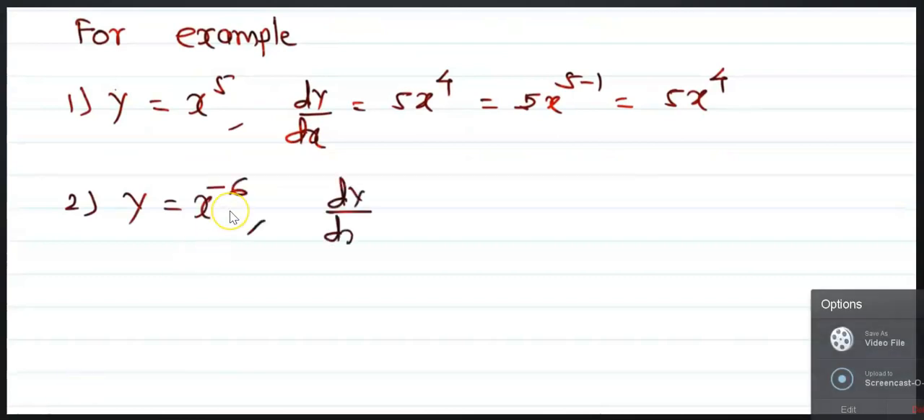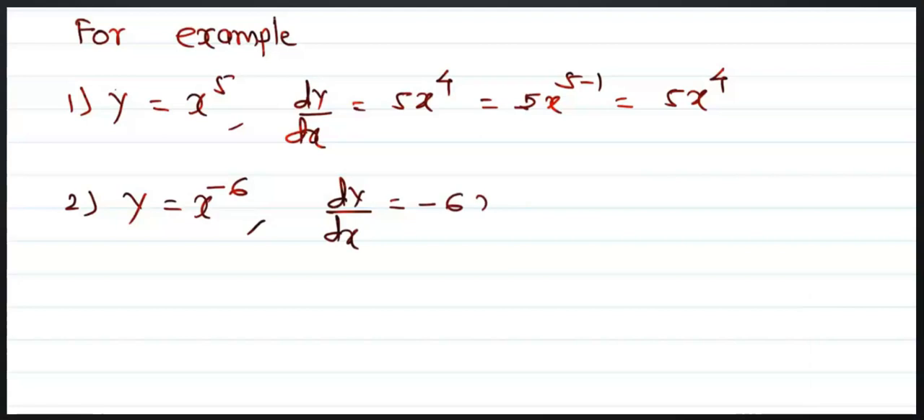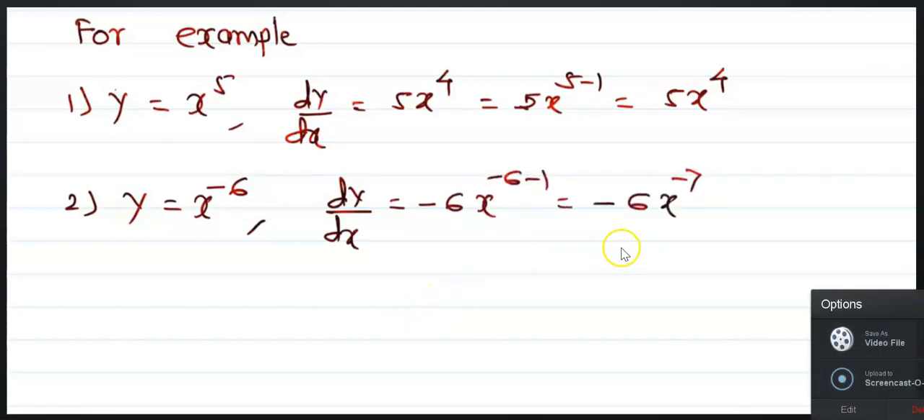Now second example, y is equals to x raised to minus 6. If this is given, then while finding its derivative, we take this minus 6 in front, and from the 6, what do we do to the power of x? Minus 6 minus 1. Then you will get x raised to minus 7. Therefore minus 6 into x raised to minus 7.